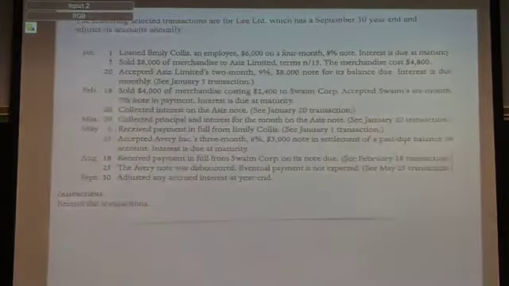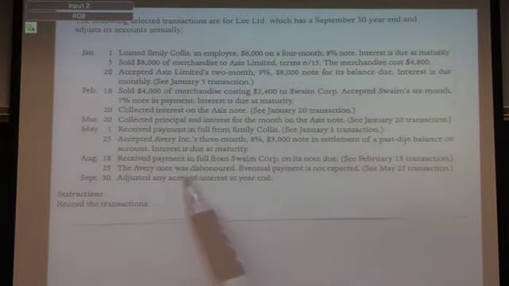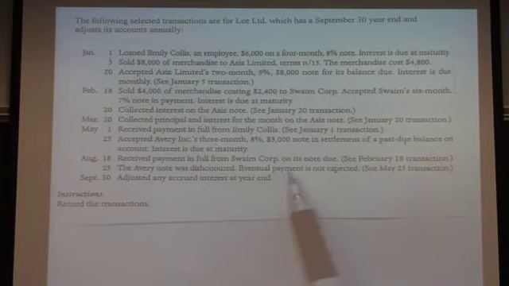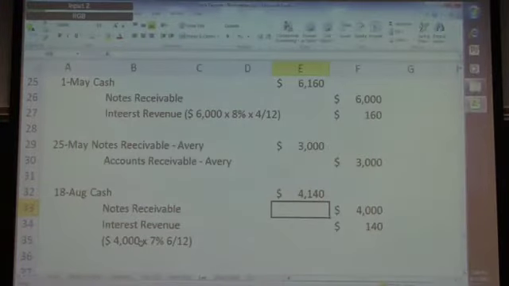And on August the 25th, the Avery note was dishonored. Eventual payment is not expected. So basically, that $3,000 note that was actually converted from the accounts receivable from Avery is now no longer collectible. So you have to write off those notes receivable now. If this is the case, you would have to take it to the allowance for doubtful accounts. You've got to take money out of there for the actual write-off because it's deemed to be uncollectible now.